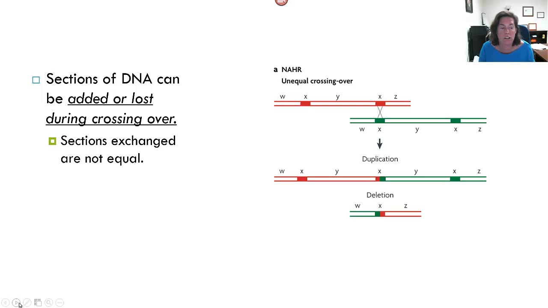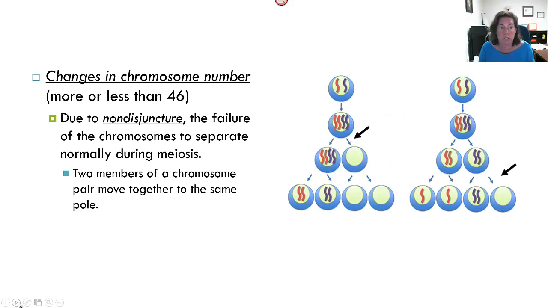Mutations also occur in terms of chromosome number. Normally in humans we have 46 chromosomes. But sometimes, due to a process called non-disjunction, the failure of the chromosomes to separate during meiosis occurs, and two members of a chromosome pair move together to the same pole. So non-disjunction is the failure of chromosomes to separate normally during meiosis.